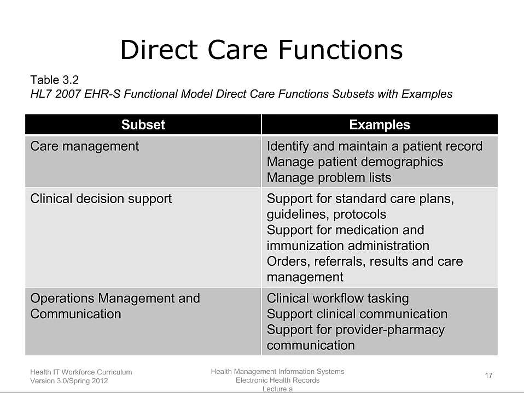Some examples of the care management subset are the capability to identify and maintain a patient record, manage patient demographics, and manage problem lists. For the clinical decision support subset, examples of direct care functionality include support for standard care plans, guidelines, protocols, support for medication and immunization administration, and orders, referrals, results, and care management. Examples for the operations management and communications subset are clinical workflow tasking, support clinical communication, and support for provider-pharmacy communication.